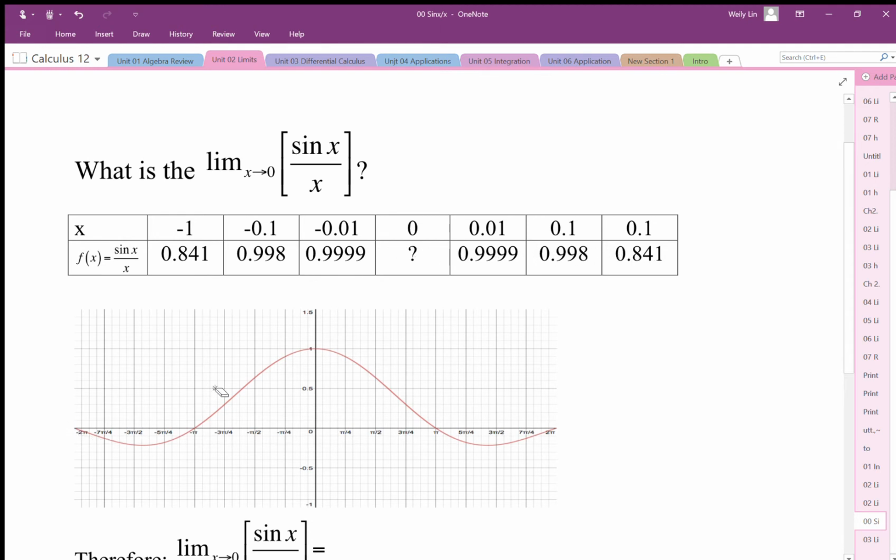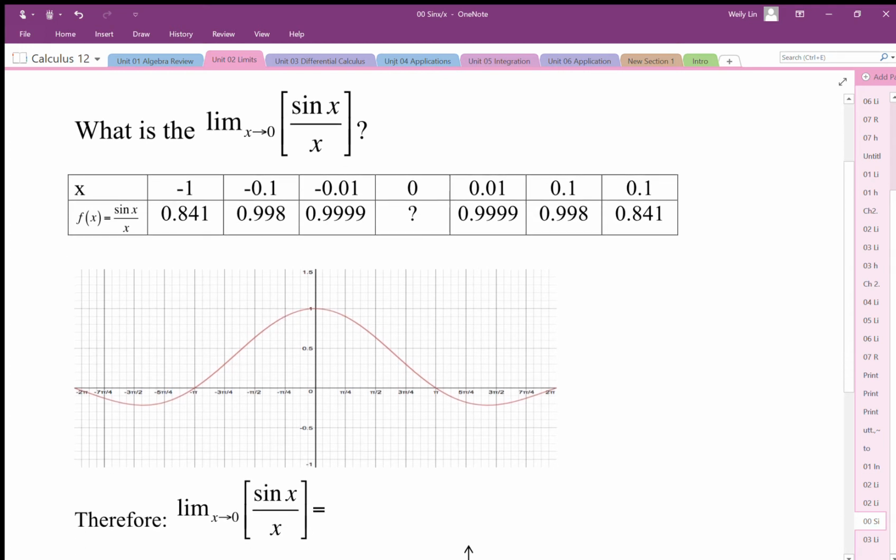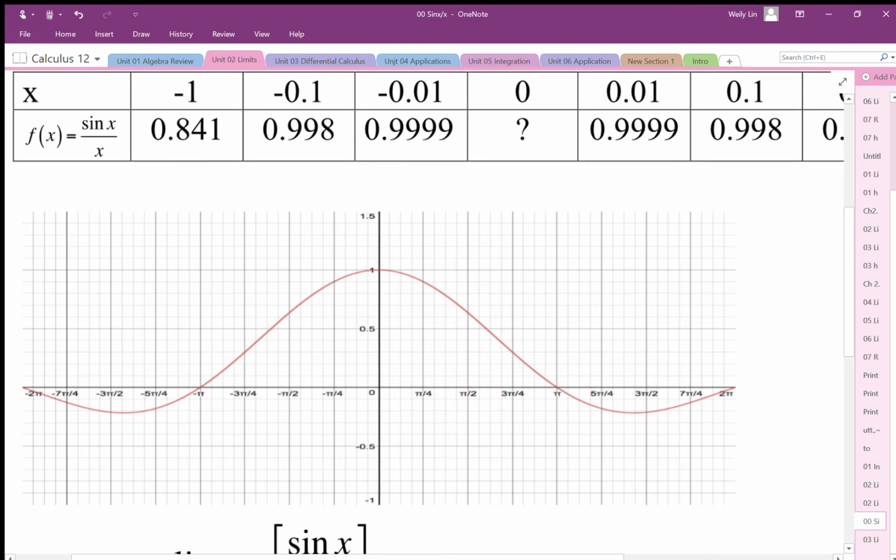And in fact, if we graph it, which is our most reliable way of doing this, the sine x over x does go to 1. Although there is a hole there, we cannot have 0 divided by 0, as a limit, it is tending towards the value of 1.